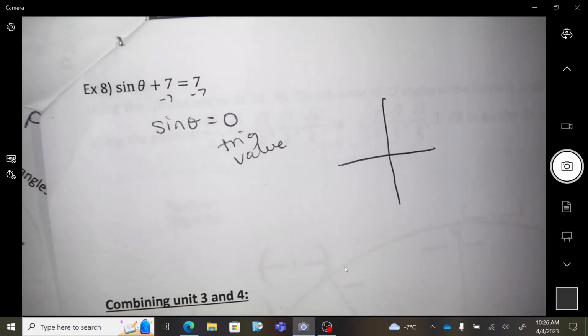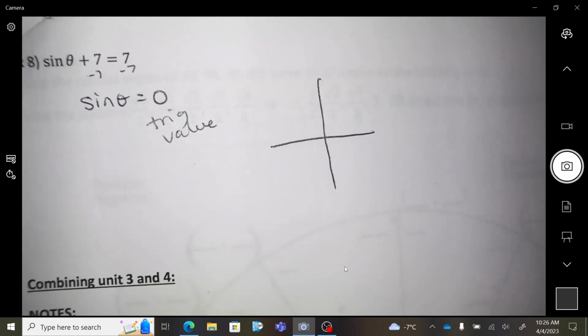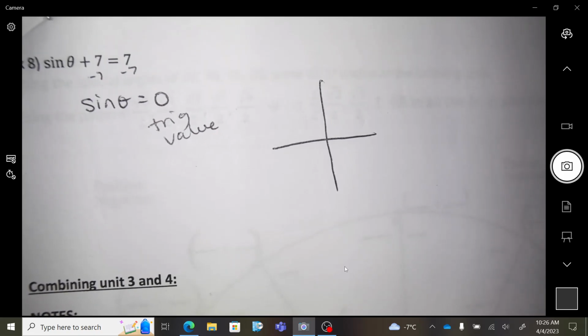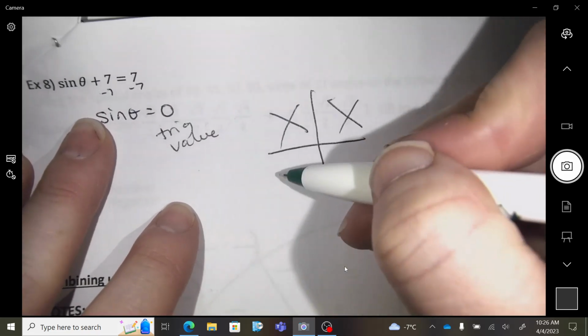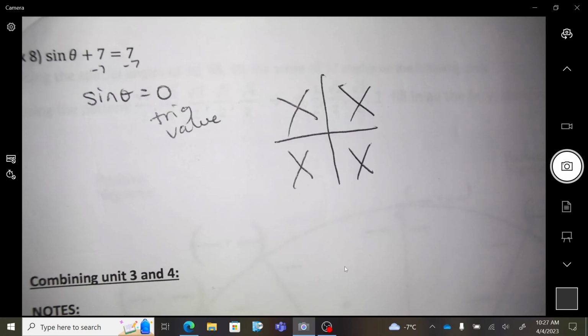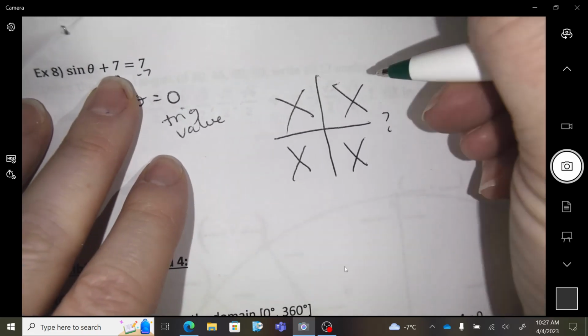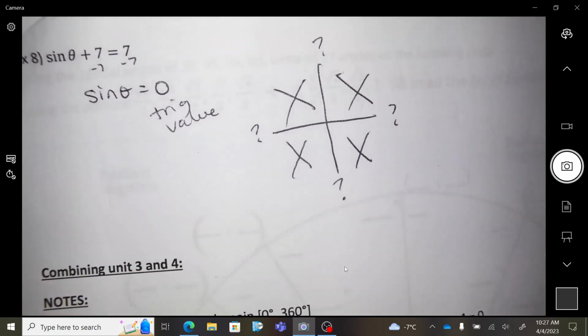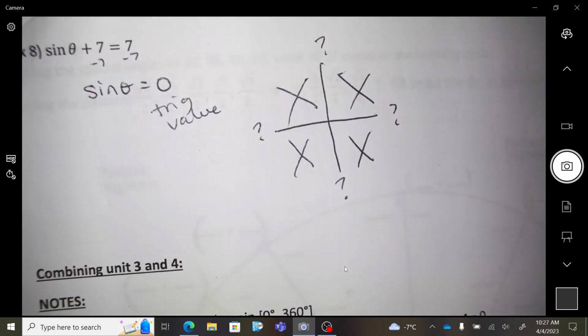Part 2 is my angle location. What quadrant am I in if sine is 0? Ooh, this is a little bit tricky. Is 0 positive or negative? It's not. So guess what? I'm not in any quadrant because I can't be positive or negative. Where could I be if I'm not in a quadrant? On a line. So the question is, which line am I on?